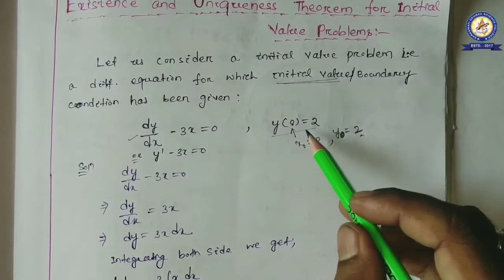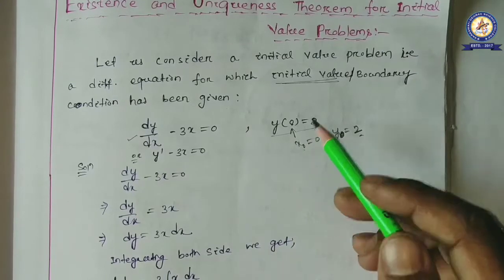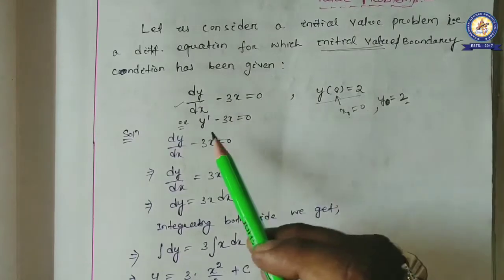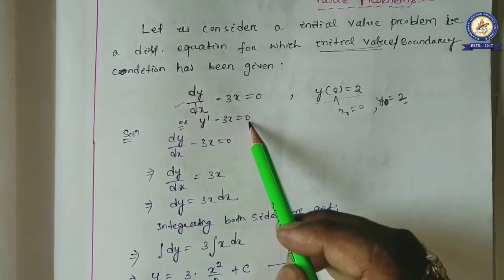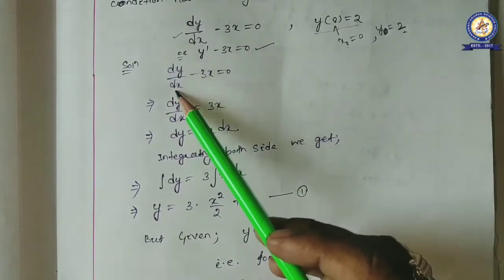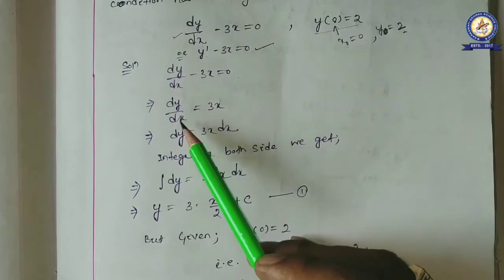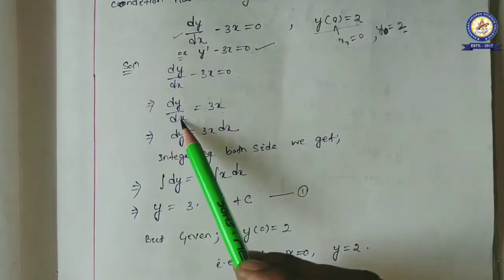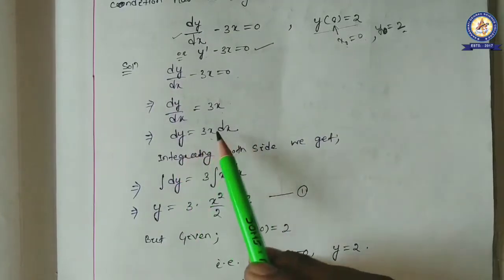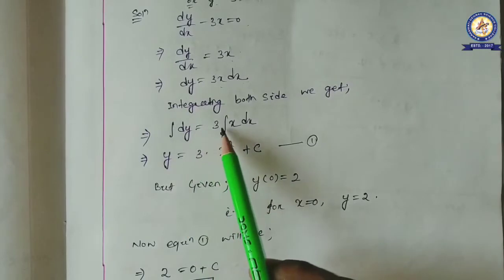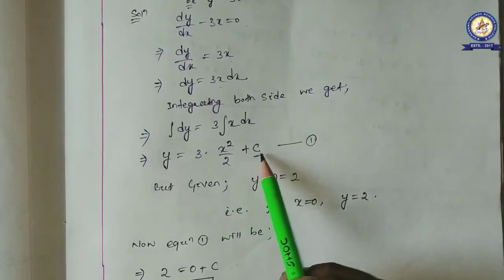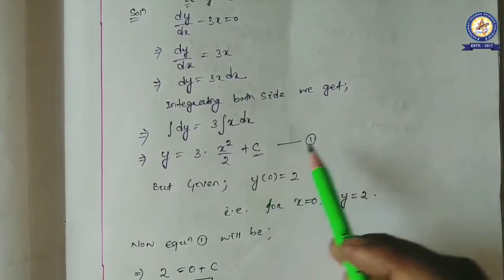So if the boundary condition or initial value has been given, then what will the answer be? Here dy by dx minus 3x equal to 0, or y dash minus 3x equal to 0, is the given differential equation. So dy by dx equal to 3x, or taking dx this side, dy equal to 3x dx. Integrating both sides we get y equal to 3 times x square by 2 plus some integrating constant c. Let this be equation number 1.